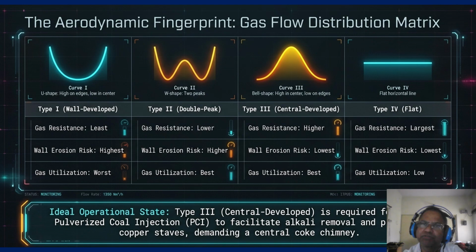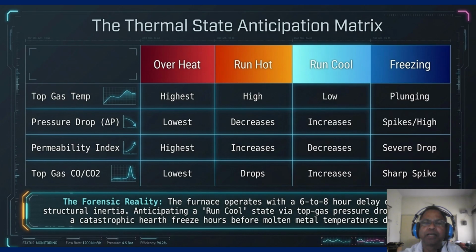Once we master the flow, we can use the anticipation matrix to see a hearth freeze before it happens. Now coming to the thermal state anticipation matrix. This matrix is the forensic reality of ironmaking. Look at the transition from run hot in orange to freezing in dark blue. Notice the top gas signals.